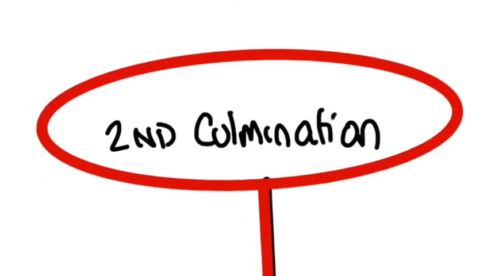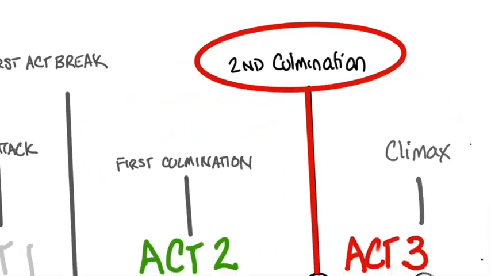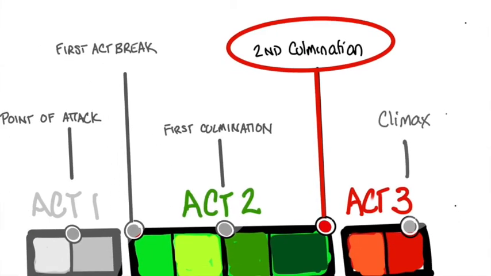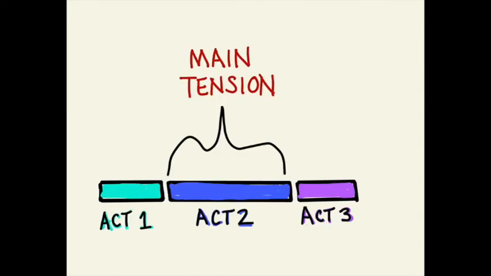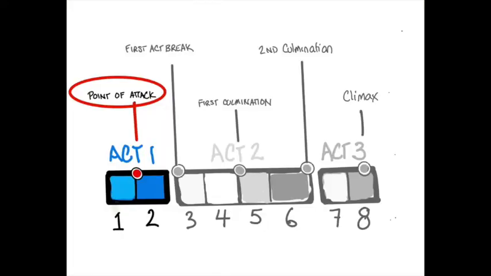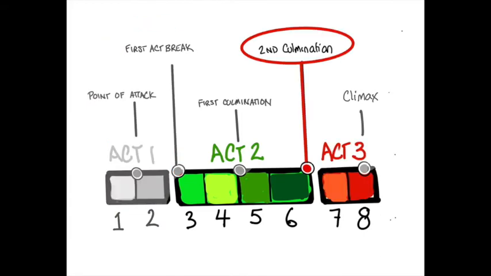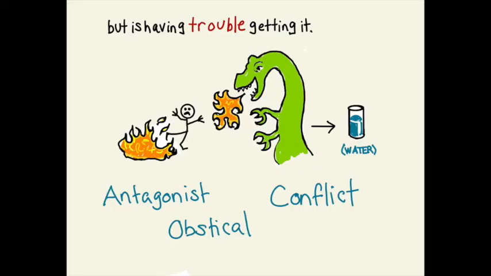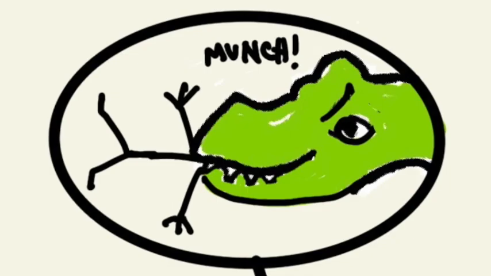Now, the second culmination happens at the end of the second act and usually the end of the sixth sequence. It has a much more straightforward definition. It marks the resolution of the main tension. Whatever main tension was hinted at in the point of attack and established in the first act break is now resolved one way or the other. The resolution usually takes the form of the protagonist either getting what they want, what they set out for, or failing to get what they want.